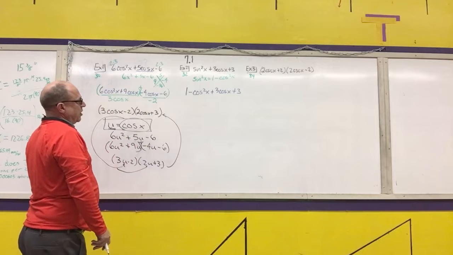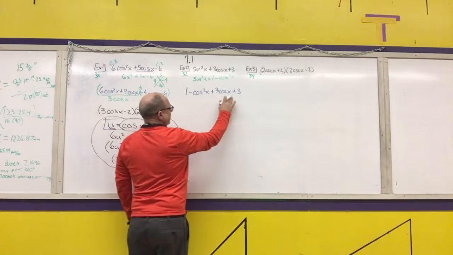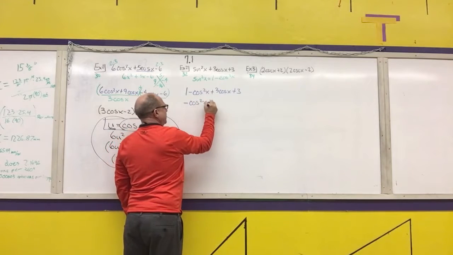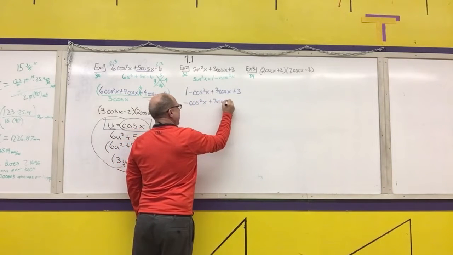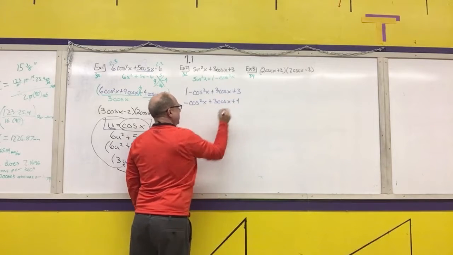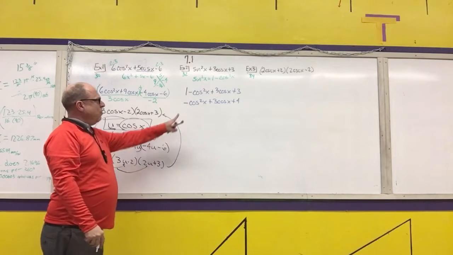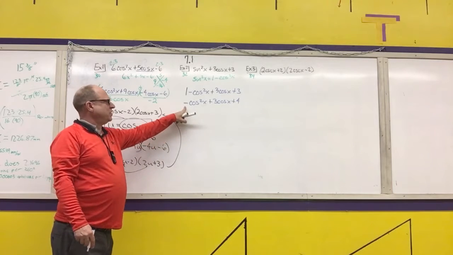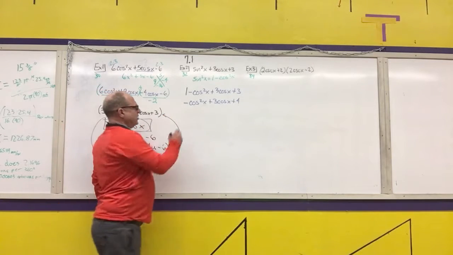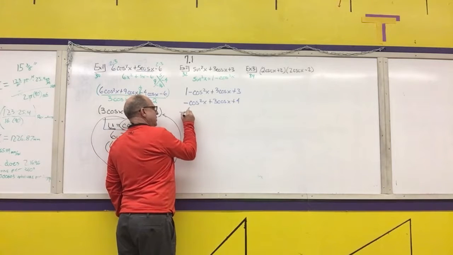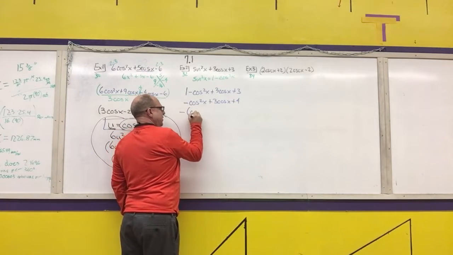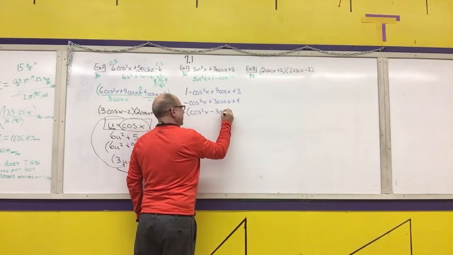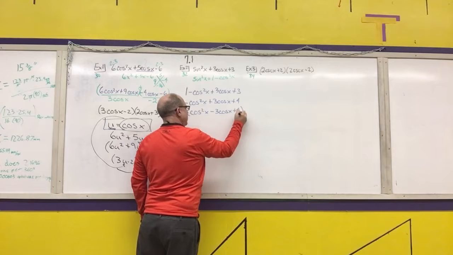What I'm going to do now is I'm going to combine like terms. I get 1 plus 3. That gives me negative cosine squared x plus 3 cosine x plus 4. We really didn't factor things when we had a negative in front of the whole thing. So what I'm going to do is I'm going to pull a negative out of every term to make it easier for you to recognize what this is. So if I take a negative out of this, it's now a positive. Then I have minus 3 cosine x plus 4.